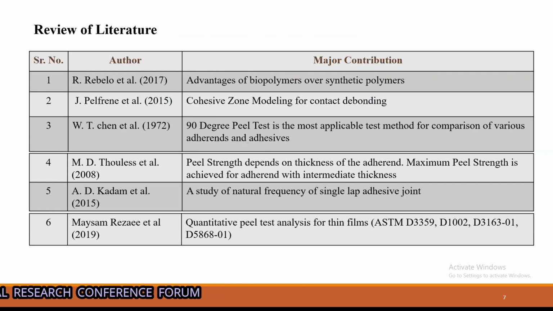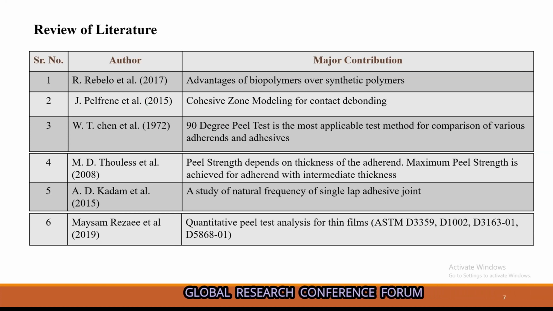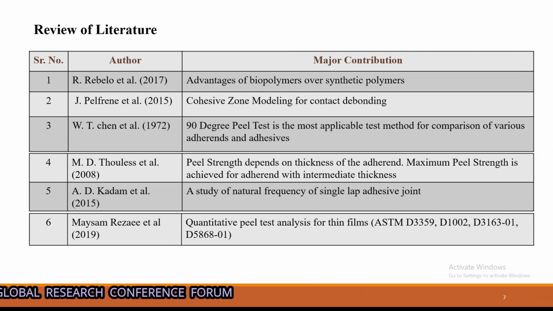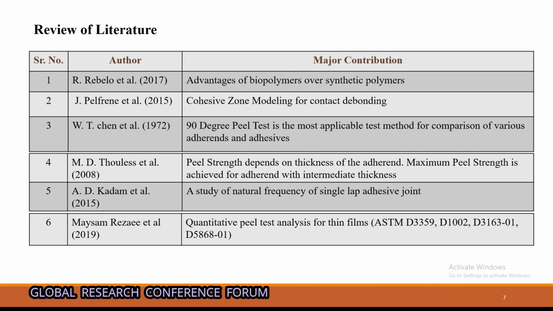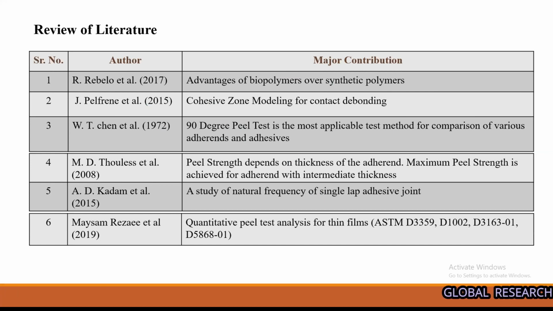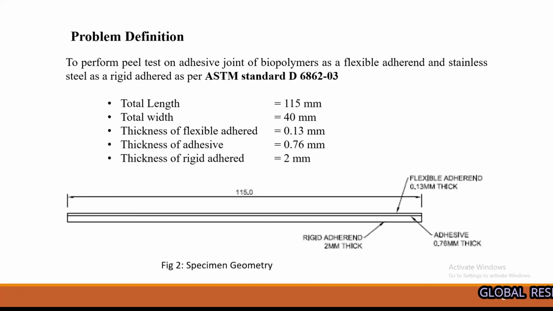This is the review of literature. R. Rebello, his contribution is the advantages of biopolymers. J. Pelfrey, cohesive zone modeling. W.T. Chen gives the idea about the 90-degree peel test. M.D. Thouless, peel strength and thickness relations. A.D. Kadam, natural frequency of single lap joint. And Mazem gives the quantitative test analysis for thin films.